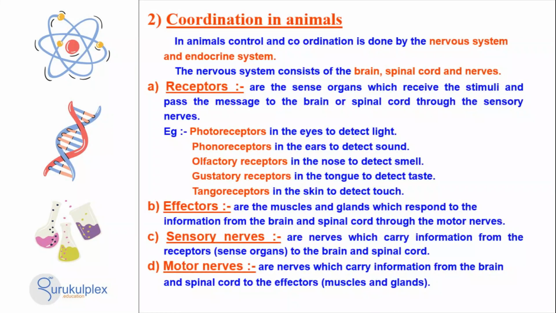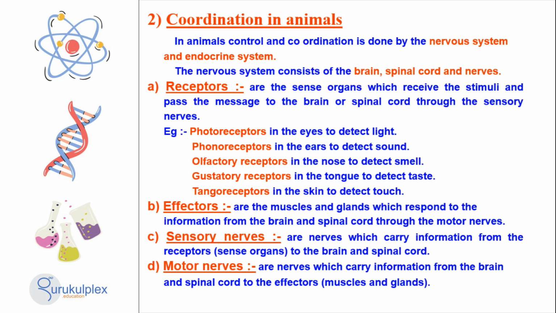The two systems that control and coordinate the body in animals are the nervous system and the endocrine system. The nervous system, which is composed of the brain, spinal cord, and related nerves, acts as the command center for the body. Receptors, like photoreceptors in the eyes to detect light, phonoreceptors in the ears to detect sound, olfactory receptors in the nose to detect odor, gustatory receptors in the tongue to detect flavor, and tangoreceptors in the skin to detect touch, can detect external stimuli and transmit the message to the brain or the spinal cord. The effectors, such as muscles and glands, will respond to the messages.